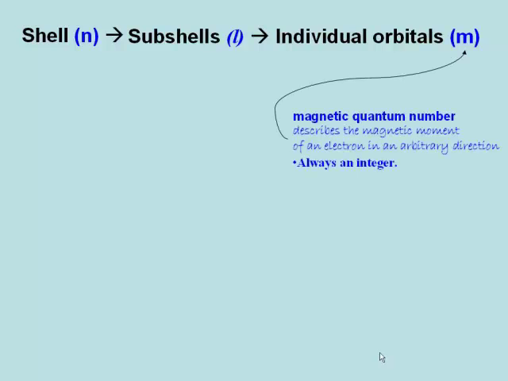Now each subshell may be divided into individual orbitals. Each individual orbital is characterized by a magnetic quantum number m. m describes the magnetic moment of an electron in an arbitrary direction. m is always an integer and is dependent on L such that m can range from negative L to positive L.